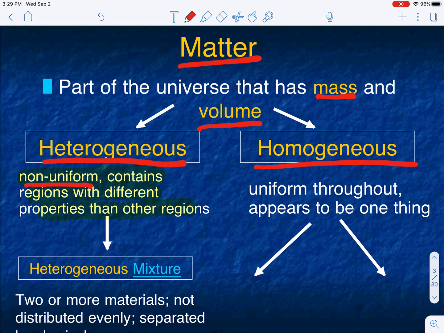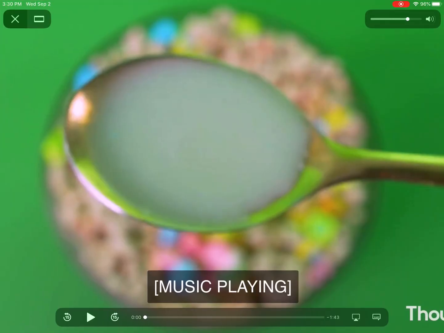Homogeneous mixtures, on the other hand, mean it's uniform throughout, appears to be one thing, like milk, or chocolate milk, or salt water, or gold, for example. And what I mean by gold is not the element gold, but the alloy gold that you would use as a gold earring, or a gold necklace, or a gold ring that you would have. So we're going to look at the differences between heterogeneous and homogeneous in a little bit more detail real quickly, and we'll watch this quick little video.